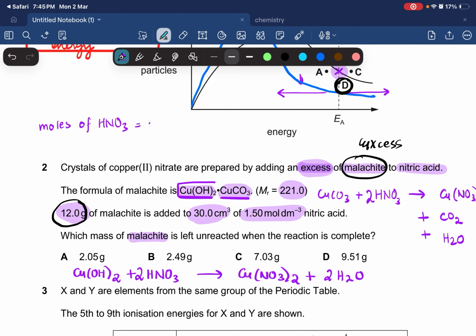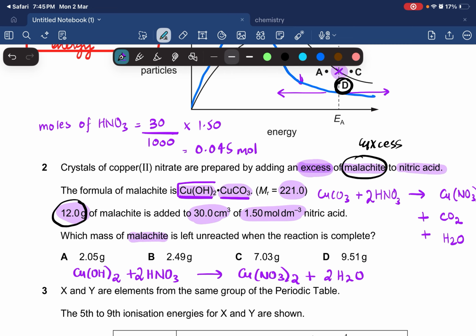So let's figure out the moles of nitric acid. There are going to be 30 cm³ divided by 1000, because we take it in dm³, multiplied by 1.50. 30 upon 1000 multiplied by 1.5, and I get 0.045 moles. 0.045 moles of nitric acid.